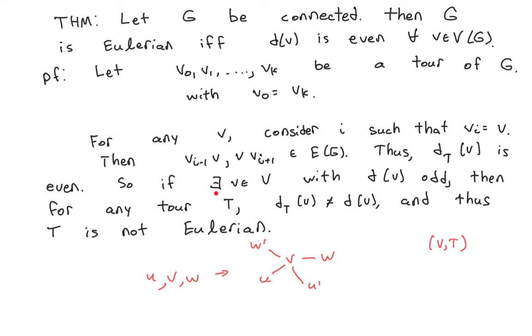So if there is a vertex v of odd degree, then we see for any tour T, the degree in T is not equal to the degree in the original graph. In particular, G is not Eulerian, because the point there is if this vertex had odd degree, there would always be an edge left out of the tour.